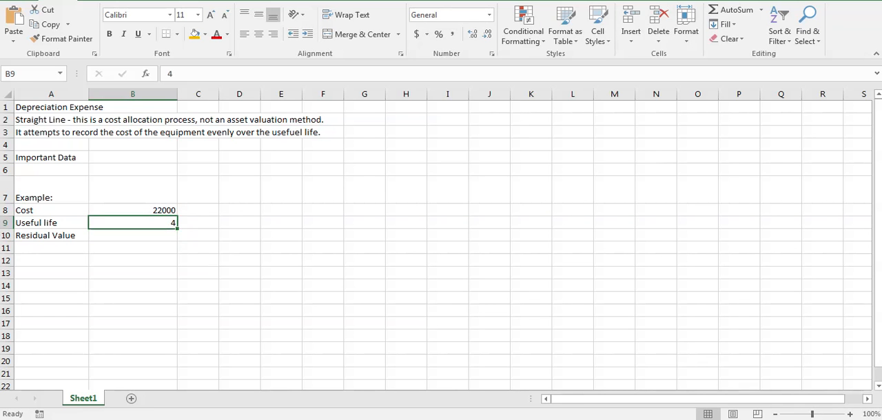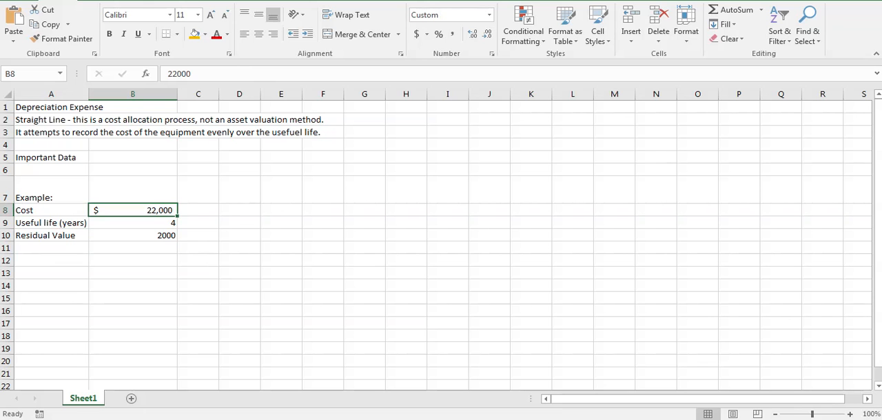For our example, we will use equipment that costs 22,000. We will include a useful life of 4 years, just to make it simple and easier to calculate our depreciation expense. We're going to use a yearly basis, so you have 4 years. Our residual value is going to be 2,000.